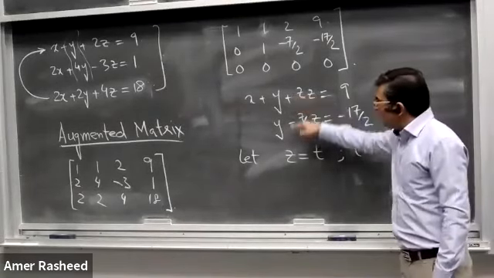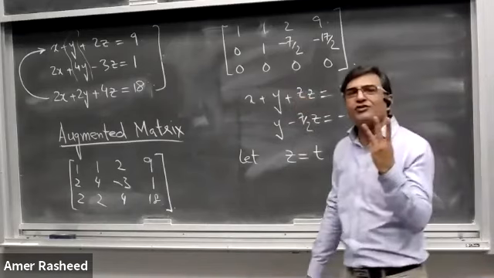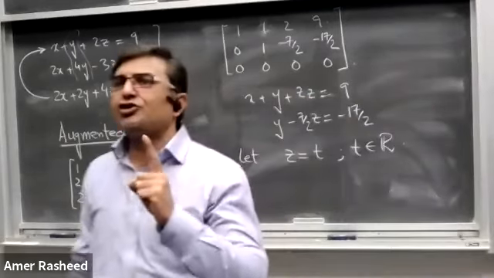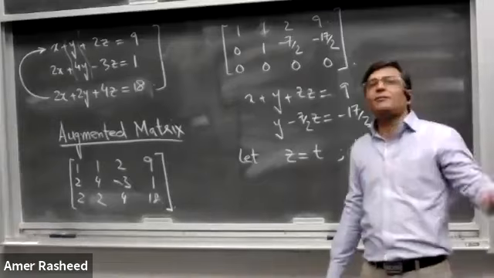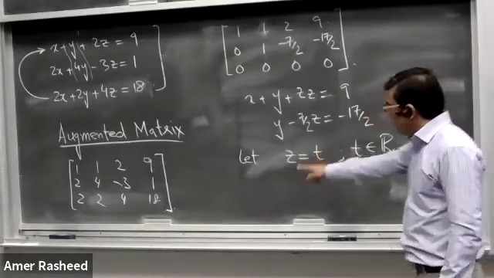Now, here you have two equations and three unknowns. One unknown should be set as a free variable in order to get the solution. And the solution will be infinitely many solutions. So I hope you get it now.